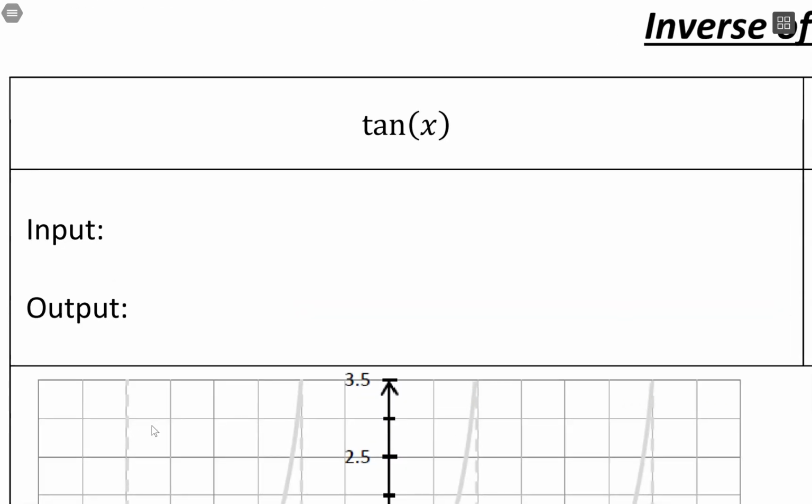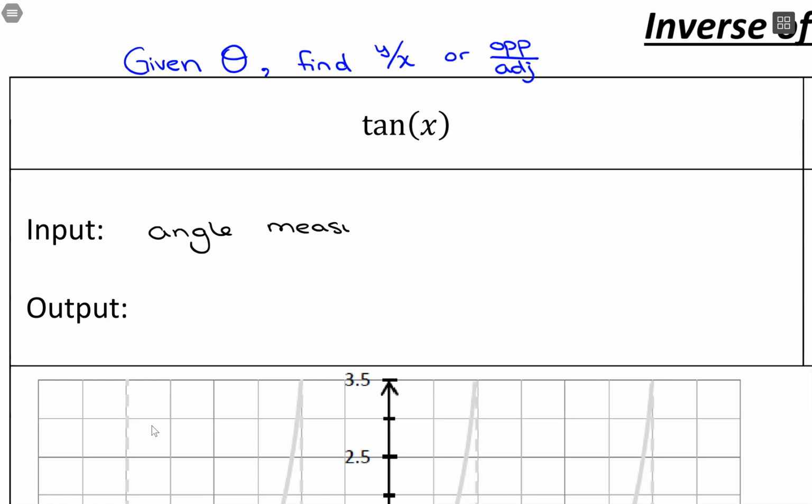So how tangent worked originally was that we were given some angle measurement, and what we wanted to find was that y over x, or opposite over adjacent. So how it works is we input an angle measurement, and then the output was either this y over x on the unit circle, or we could think of it as that ratio of opposite over adjacent.